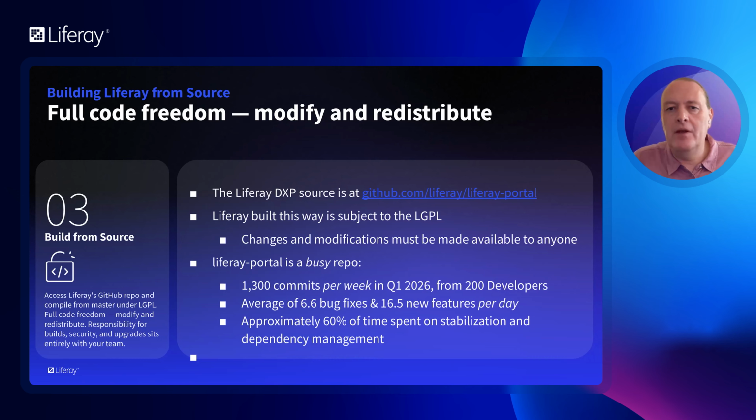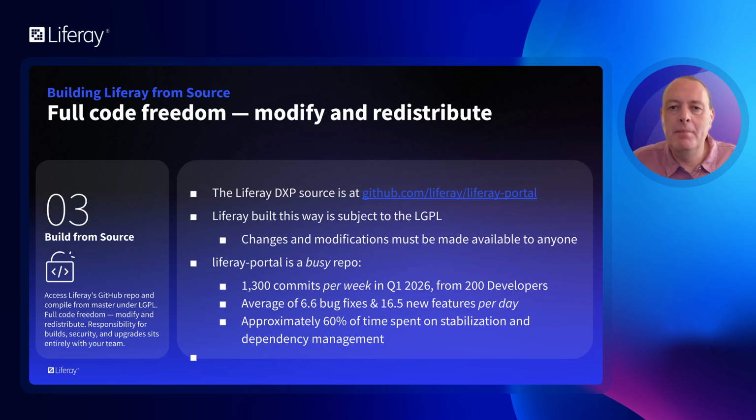Next, some stats about the Liferay portal repo. And this is a really busy place. This isn't intended to put you off, but we just want to explain the commitment that you're making if you opt for the build-from-source approach. In the first quarter of 2026, there are about 1,300 commits to the repo every week, and there are over 200 developers involved. This high level of activity results in a daily average of around 6.6 bug fixes and 16.5 new feature updates being merged into the code base every day.